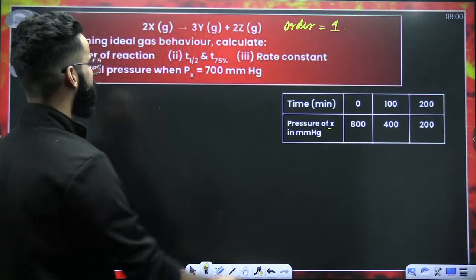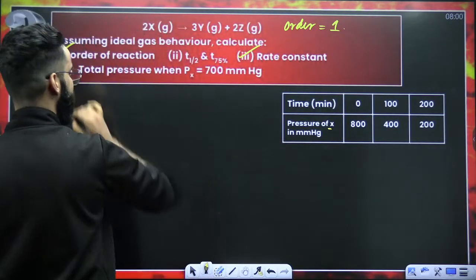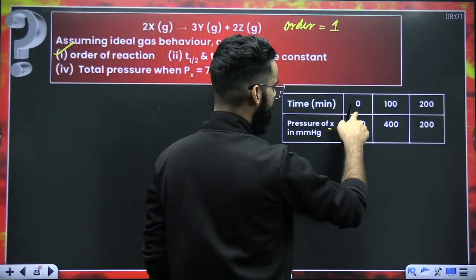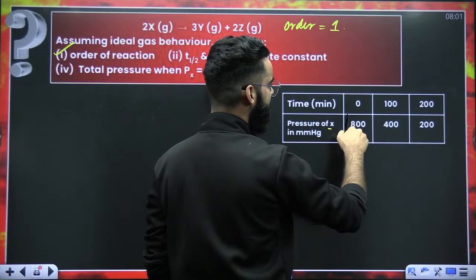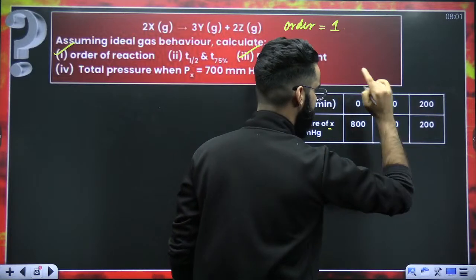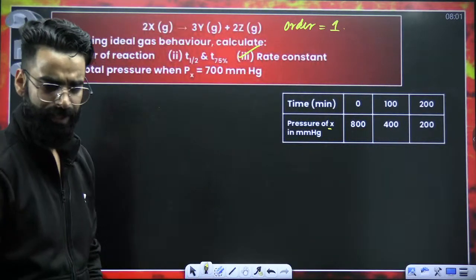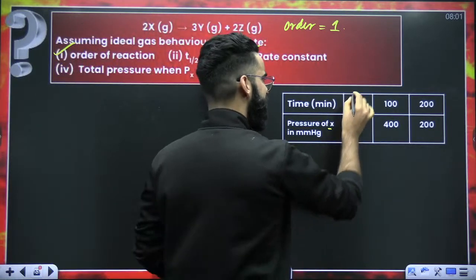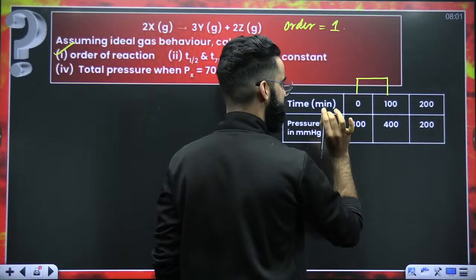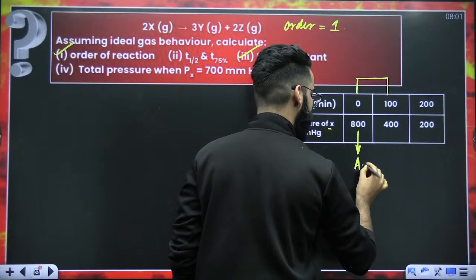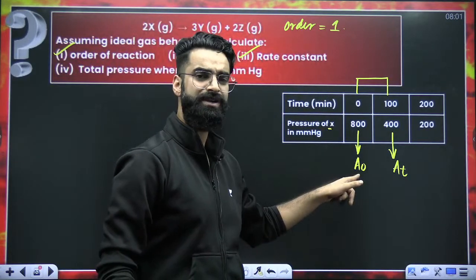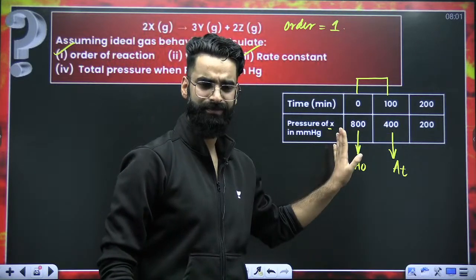But before that, let's try to calculate the rate constant first. How do we get the rate constant? See, at time t is equal to 0, pressure due to reactant, we know, right? At time t1, pressure due to reactant is 400. At time t2, pressure due to reactant is 200. Perfect. Now, my dear students, you can choose any time interval. Let's assume I'm choosing this time interval, 0 to 100 minutes. So this I'll be calling as A0, and this I'll be calling as AT. As simple as that. Or you can call it the initial pressure. This is the pressure of reactant at time t, right?